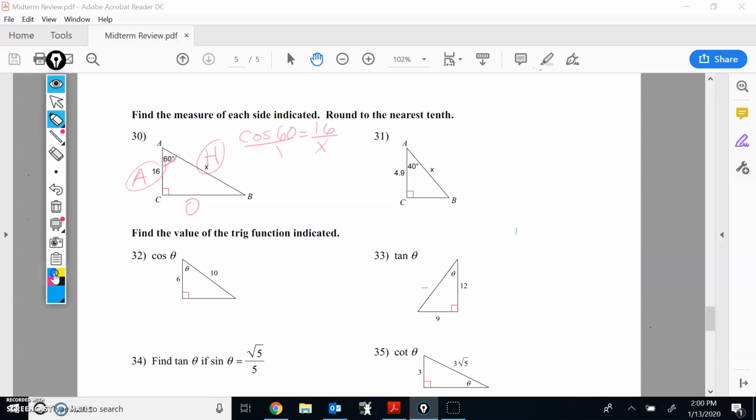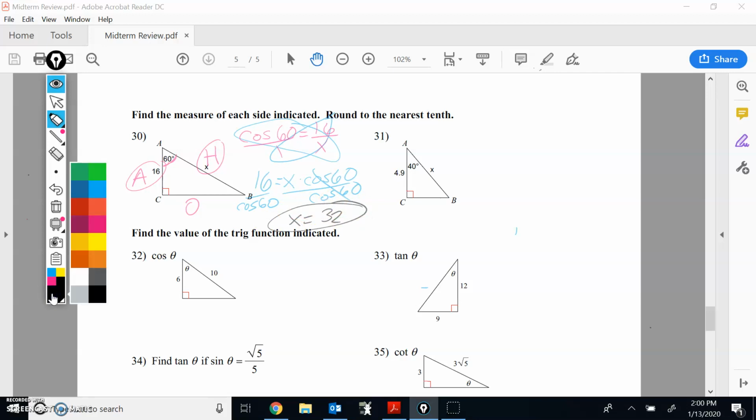Since we know the angle, we're going to set up a proportion and cross multiply. 16 times 1 is 16. X times cosine 60 is x cosine 60. Then divide both sides by cosine 60. Those cancel. So our final answer is 16 divided by cosine 60, which is exactly 32.